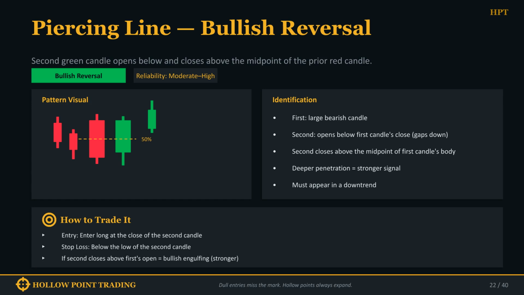The piercing line is a bullish reversal. The second green candle opens below the first red candle's close and closes above the red candle's midpoint. Deeper penetration past the 50% mark yields a stronger signal.